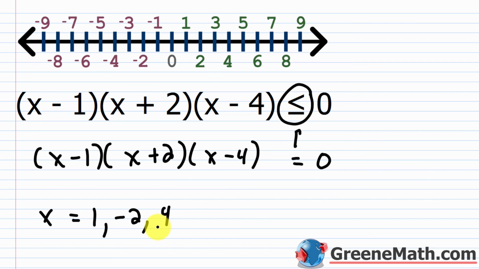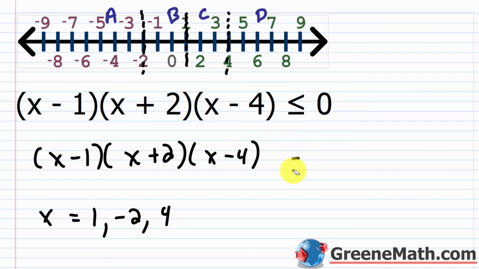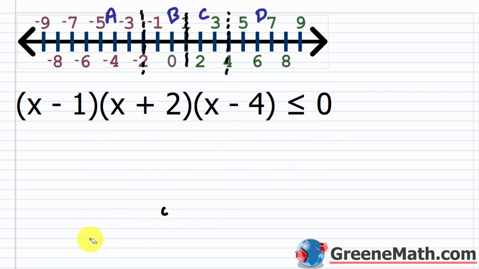So we have that x could be 1. So let's put a visible border there. x could be negative 2. And then x could be positive 4. So we're going to have 4 intervals here. Interval A will be anything to the left of negative 2. Interval B will be anything between negative 2 and positive 1. Interval C will be anything between positive 1 and positive 4. And interval D will be anything larger than positive 4. So let's erase this. I don't need any of this anymore.